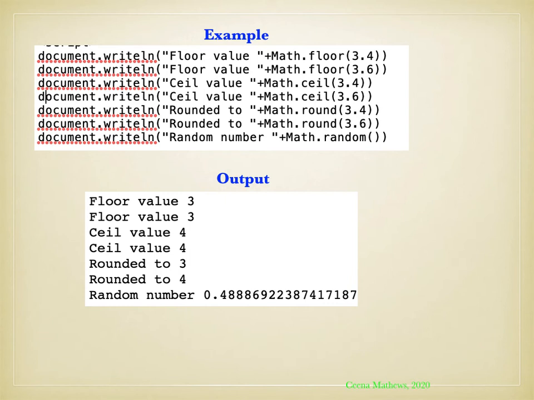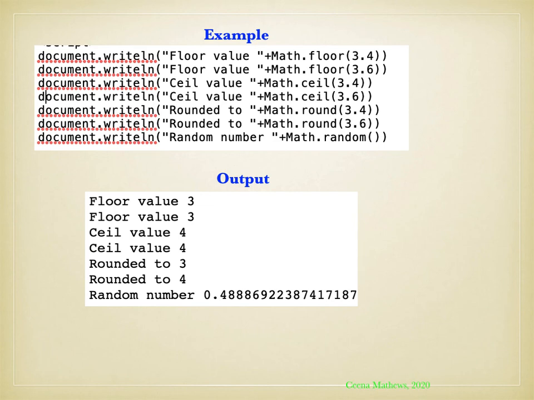Whereas Math.round will round to the next integer based on the fractional section. If it is 0.5 and above, it will be rounded to the next integer, otherwise it will be rounded to the same integer. Okay, that is 3.4, since it is below 3.5, it will be rounded to 3. And in the next example, Math.round of 3.6, since this is greater than 3.5, it will be rounded to 4.